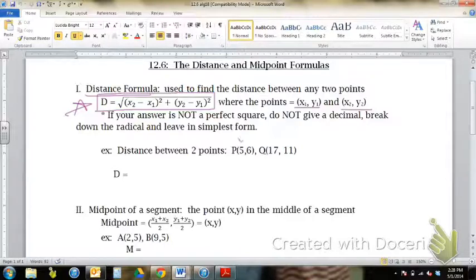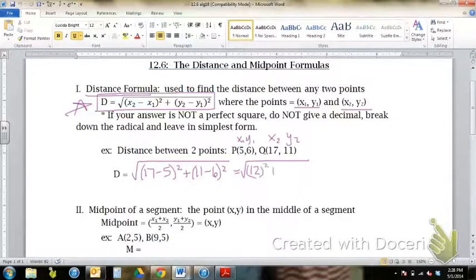So I'm going to label the first point as x1, y1, and the second point as x2, whoops, that should be a y, y2. Okay, that just helps me know where everybody goes in the formula. So, second x minus the first x, so 17 minus 5. Second y minus the first y, 11 minus 6. I have to do the parentheses first, so that gives me 12 squared plus 5 squared.